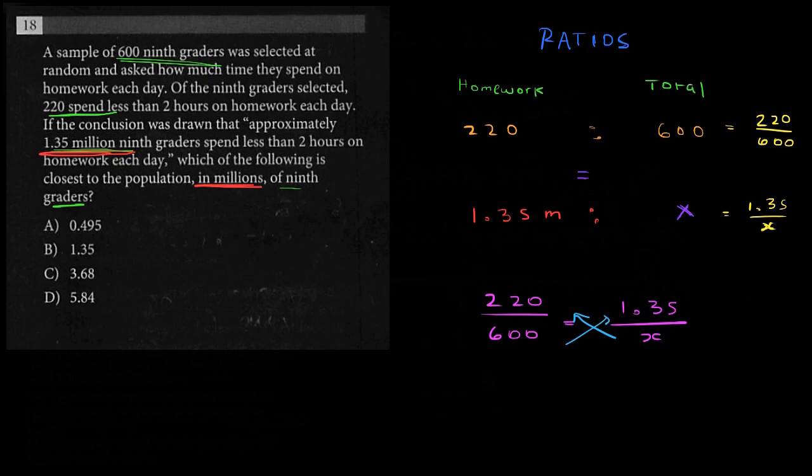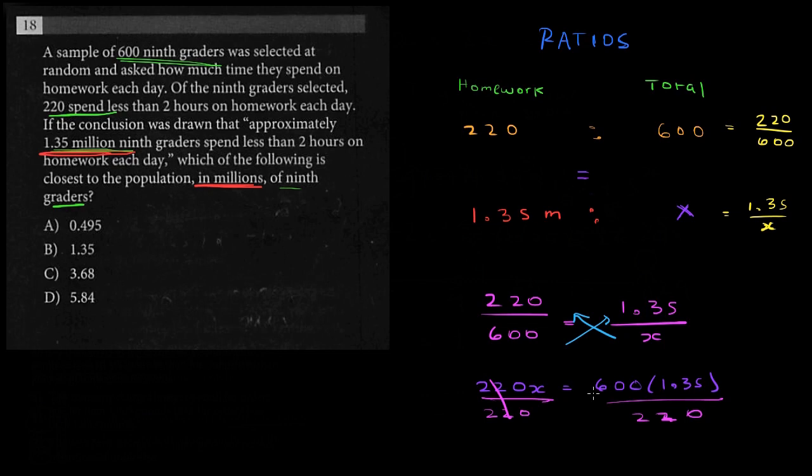Now if I cross multiply, it's very easy. It becomes 220x equals 600 times 1.35. I divide both sides by 220 to get x by itself, because x is the total population of ninth graders in millions, and I want that by itself.